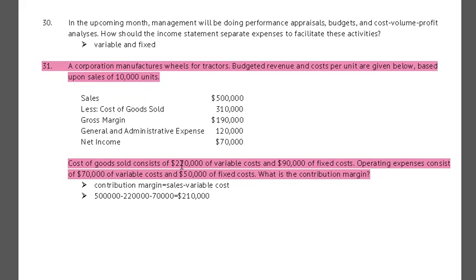You have 220,000 variable costs from the cost of goods, and then operating expense has 70,000 variable costs. So we're going to take our sales, 500,000, minus our 220,000 variable costs, and also minus the 70,000 variable costs from the operating expense. It gives us a contribution margin of 210,000.